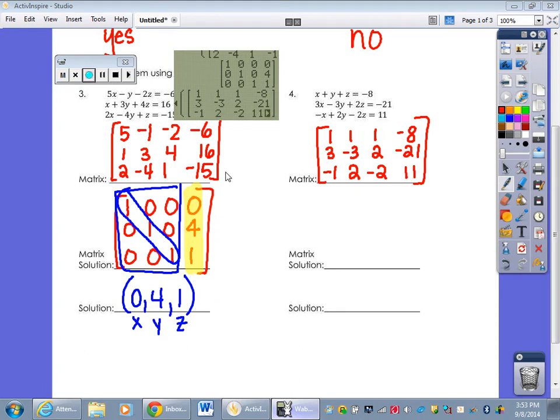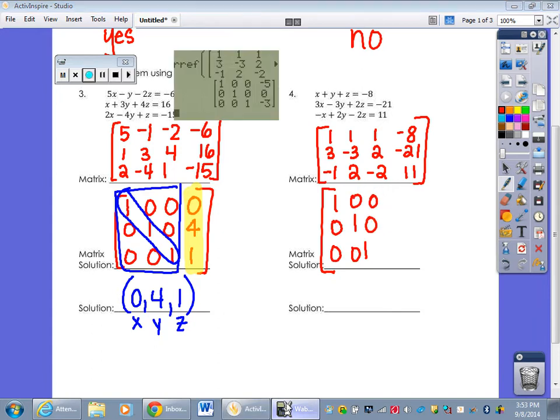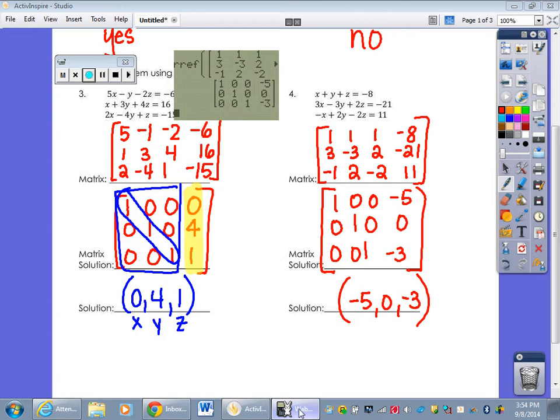So make sure that when you hit enter, it looks the way that you want it to look. So again, we have our diagonal of ones with all the zeros, and so our last column is going to be our solution. So 1, 0, 0, 0, 0, and then our solution is negative 5, 0, negative 3. So our solution is x is negative 5, y is 0, and z is negative 3.